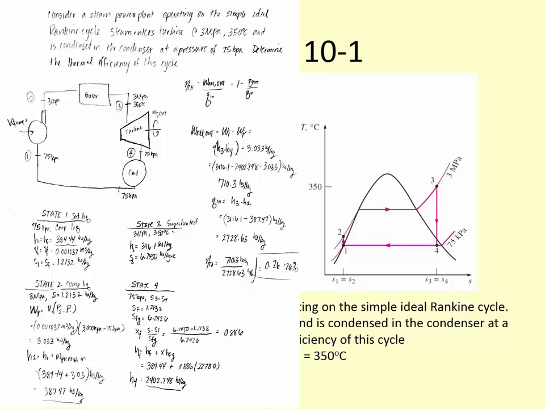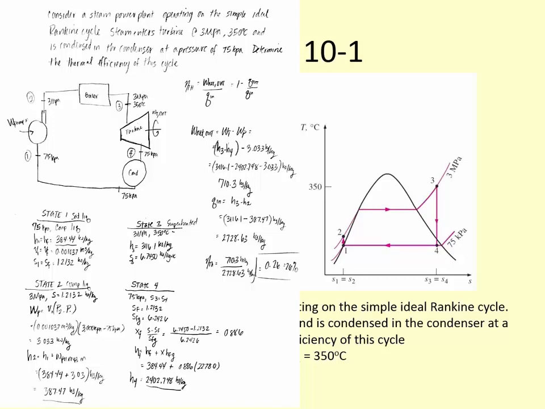Okay, so then we find our work net out is equal to this value minus this value. So that gives us 710.3 kilojoules per kilogram. So we found this. Well, we found this because we don't know the mass.